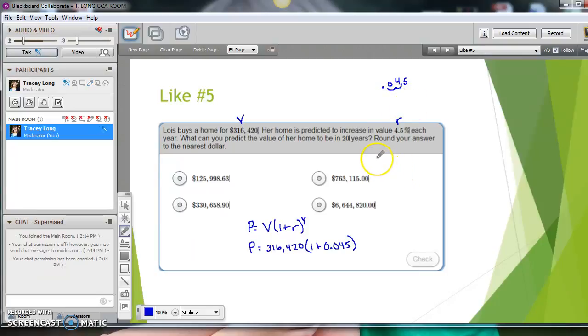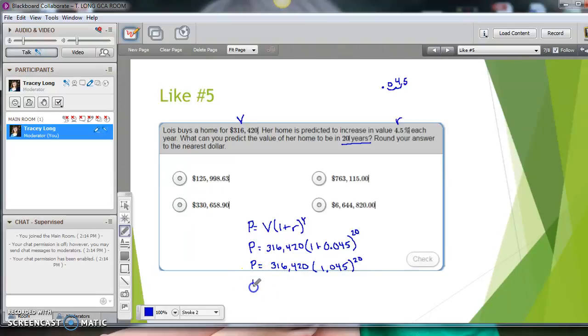Well, how many years from now do we want to know its value? We want to know in 20 years. So I'm just going to raise that to the 20th power. All right, so now order of operations tells me I have to do what's inside my parentheses first. So I'm not doing anything with $316,420 yet. I'm just going to add these two numbers together and I get 1.045 raised to the 20th power.